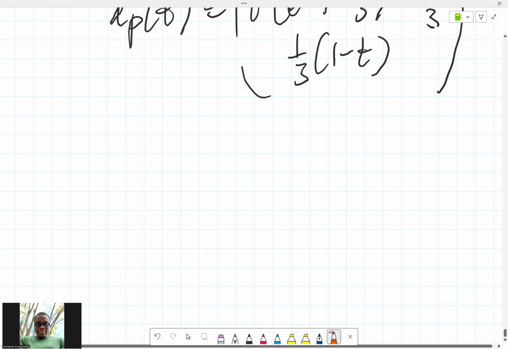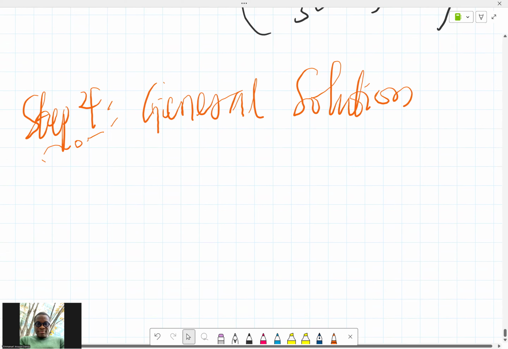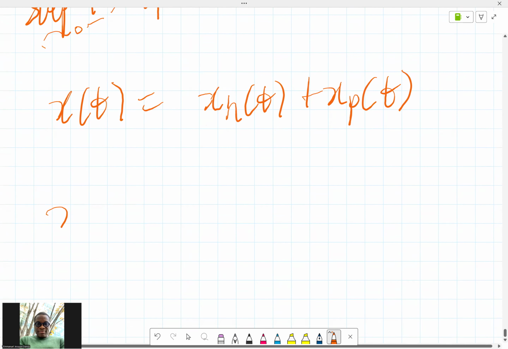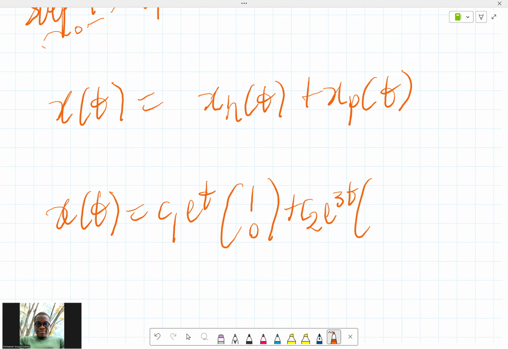So finally, we talk about the general solution in step 4. Step 4, general solution. You have the general solution, which is x of t, and that is equal to what we like to call xh of t plus xp of t, which we just got now. So x of t now will just be, if you like, c1 e raised to power t into 1, 0. If you remember, we got that initially. Then c2 e raised to power 3t into 1, 1.